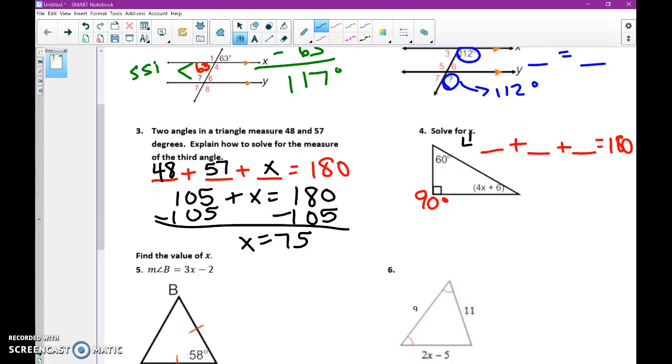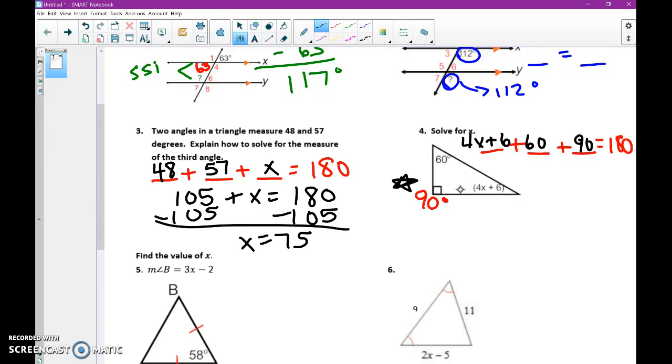I'm going to put the 4x plus 6 here, plus 60 plus 90. This is the one that we tend to see people miss the most. People put 4x plus 6 plus 60 equals 180 and then just stop. You can't do just 2 angles, so be careful about that.